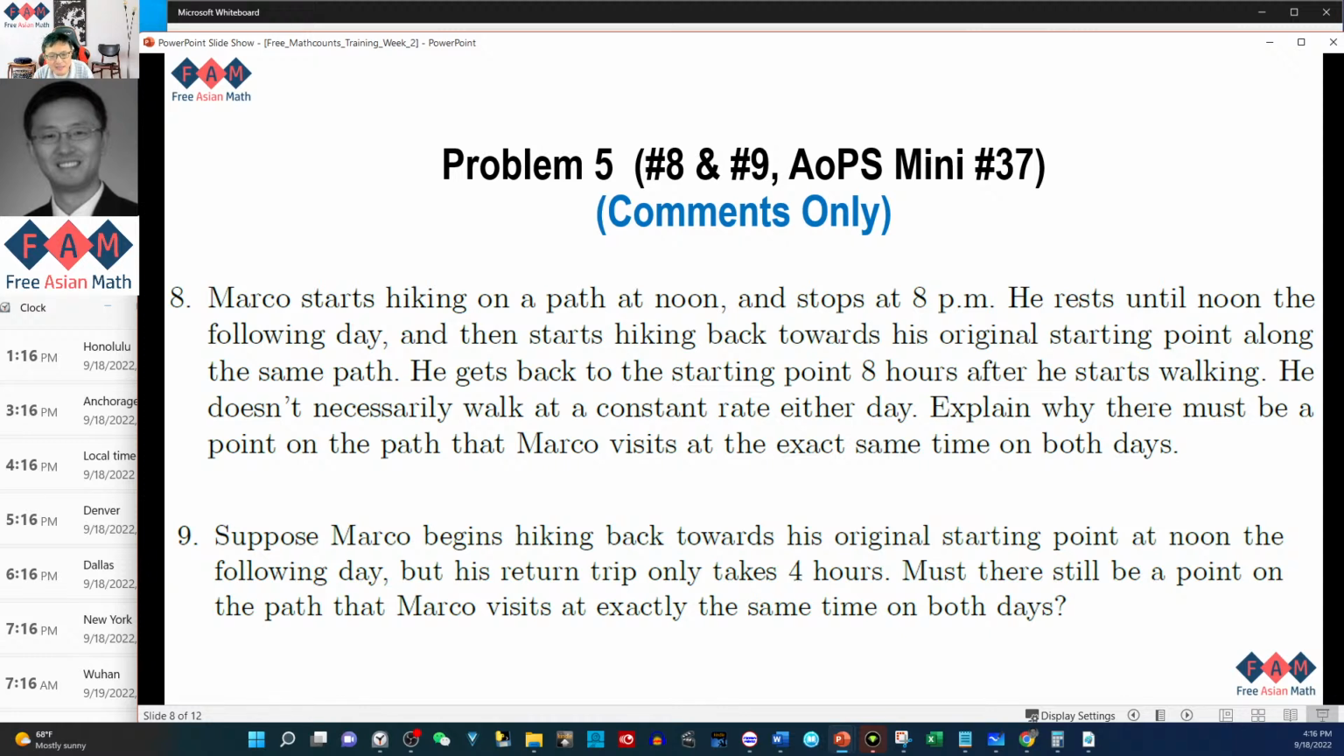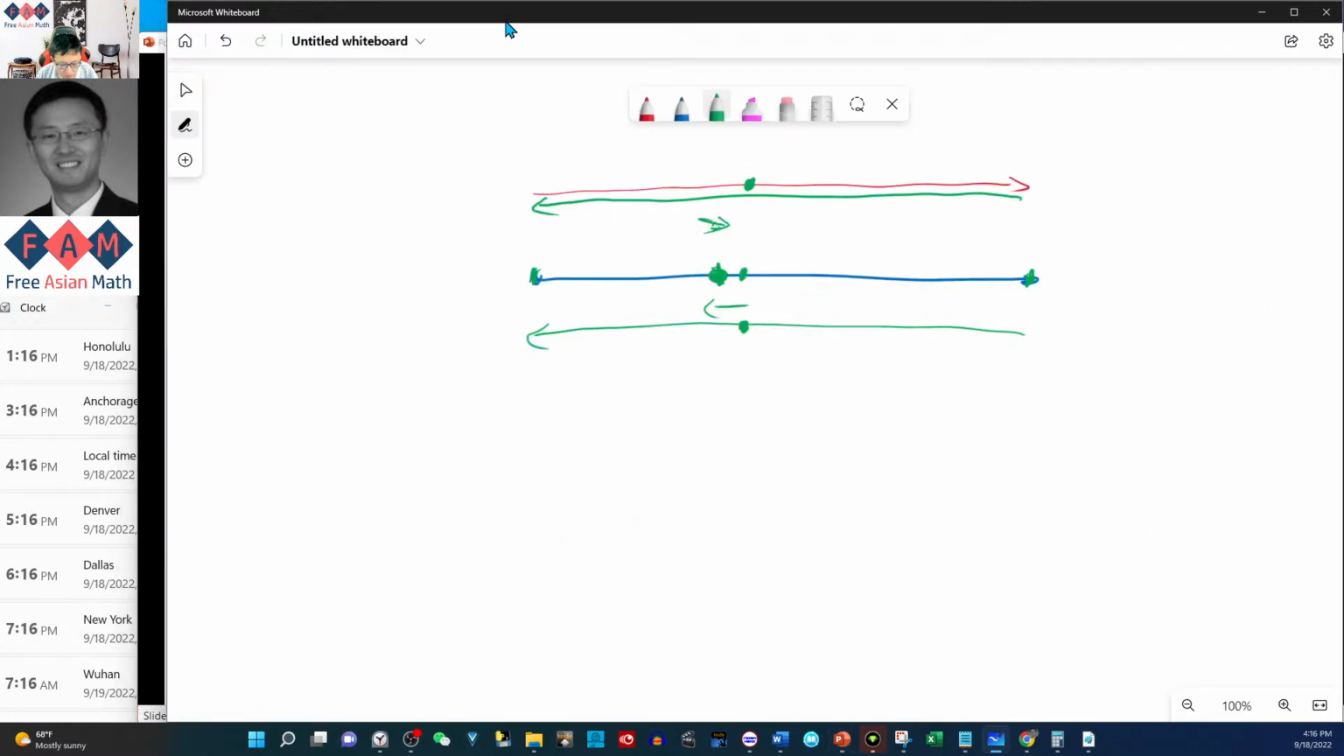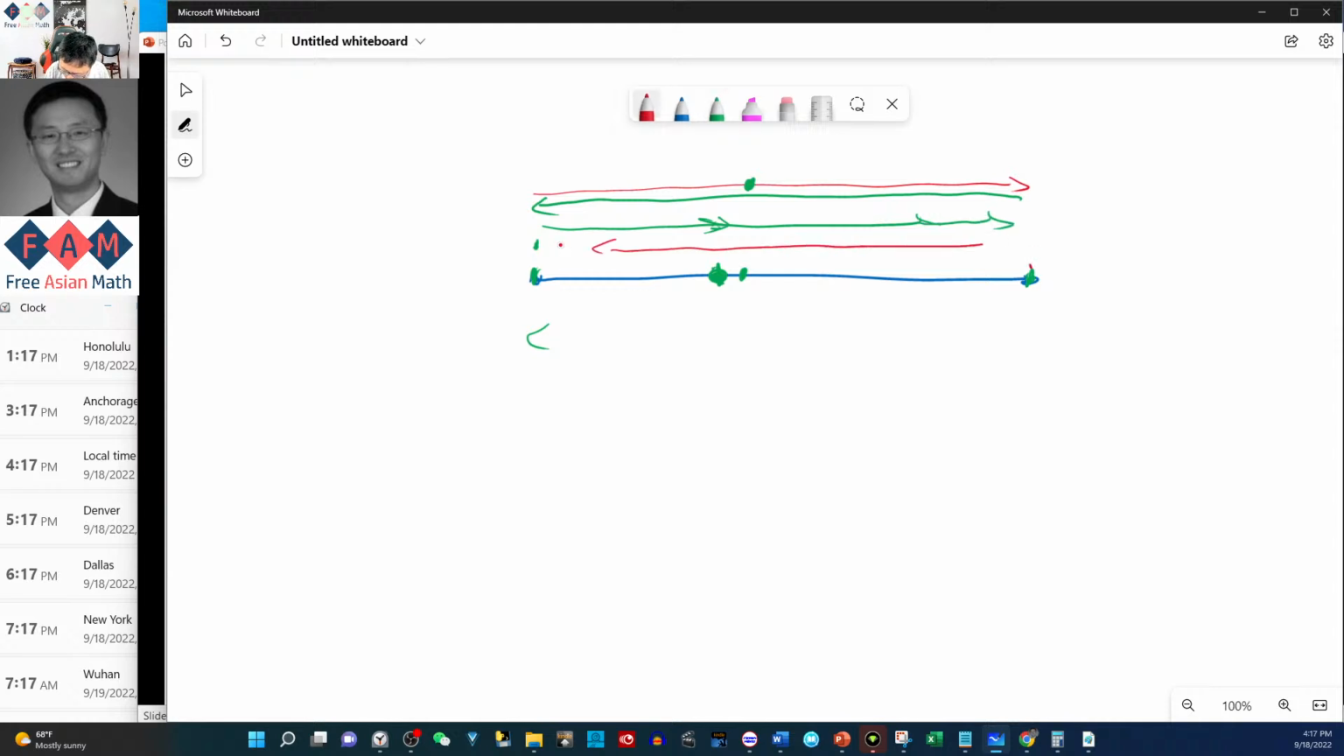Using exactly the same imagination, now we copy or time shift his second day travel onto the first day. Let's just say on the first day, Marco started at noon going toward this direction. That's why I call him his twin brother, going in this direction, but traveling at a much faster pace. So the twin brother will only take 4 hours from the destination to go back to the original starting point. Marco still would need 8 hours.